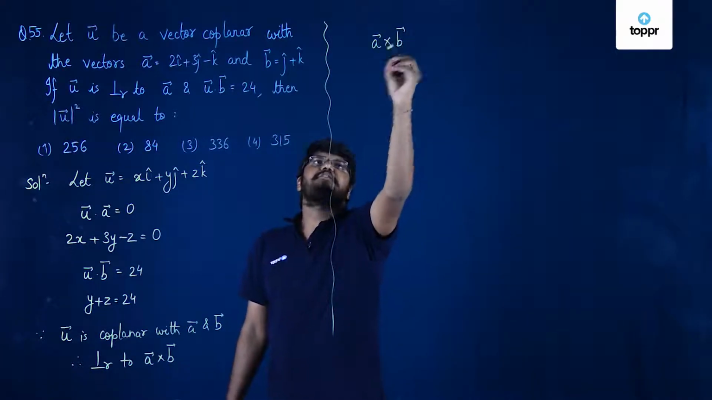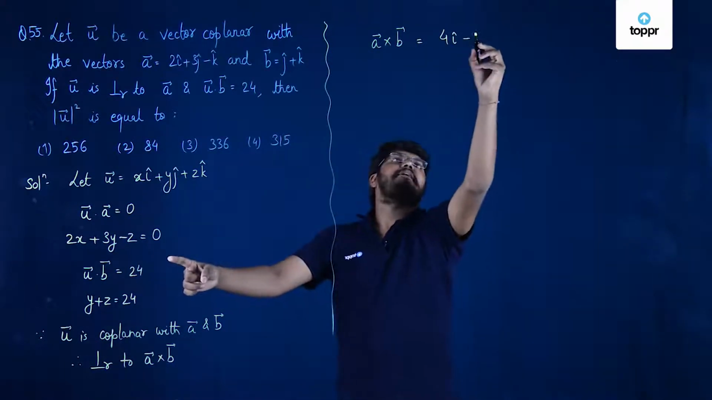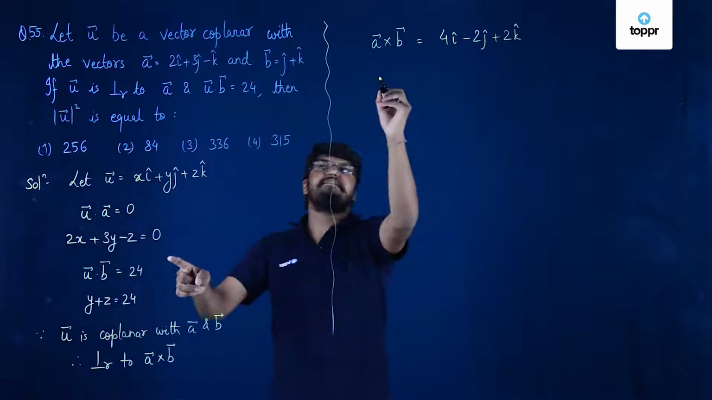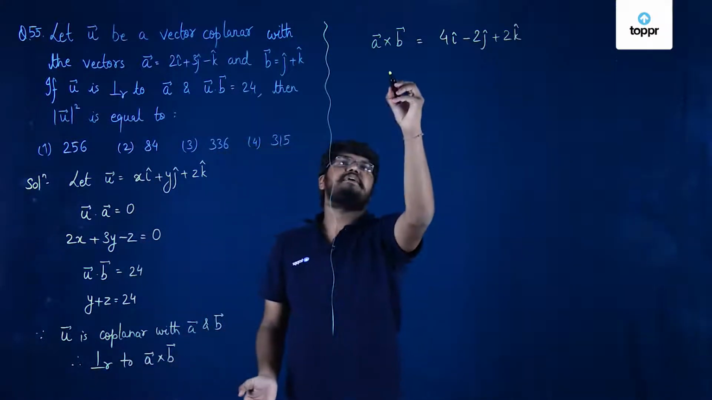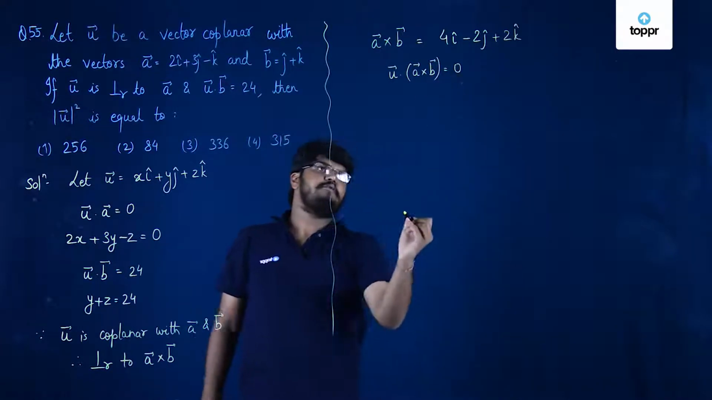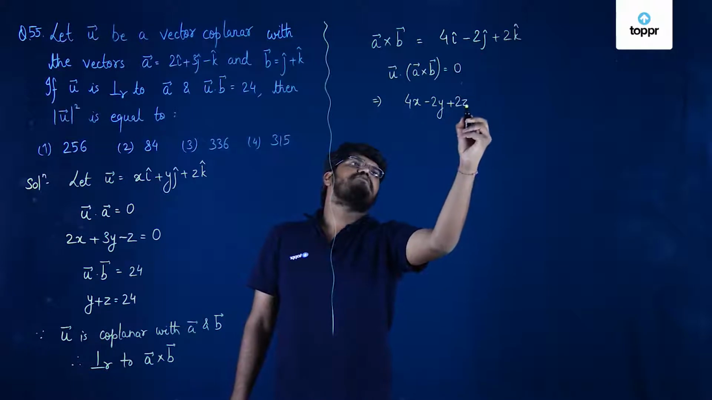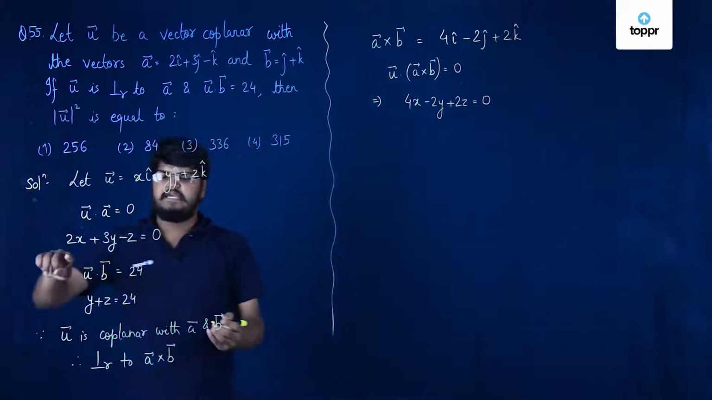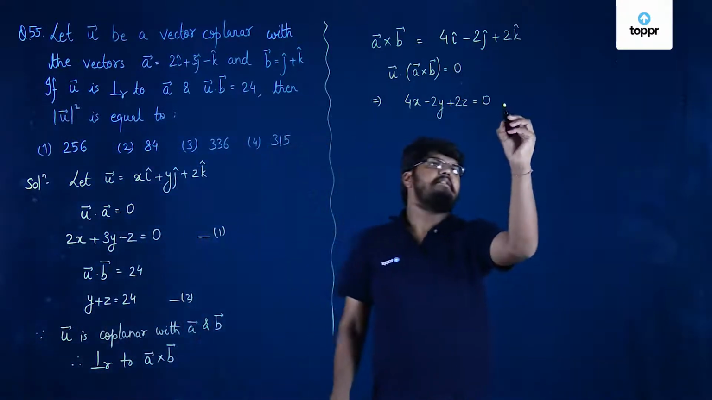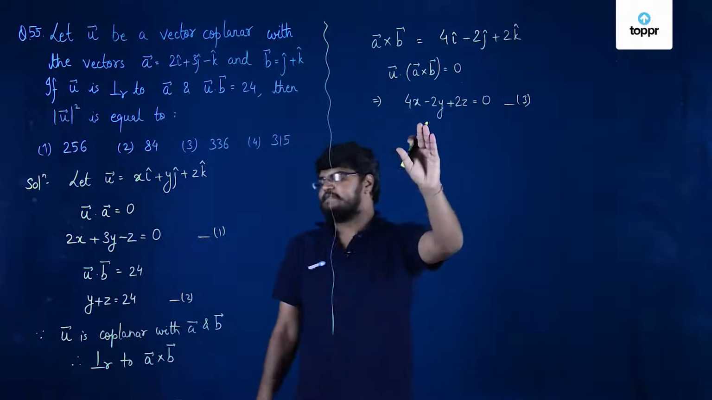So we now have to find the cross product a cross b. When you do it, it comes out to be 4i cap minus 2j cap plus 2k cap. Since u vector is perpendicular to a cross b, u dot a cross b is equal to 0, which gives 4x minus 2y plus 2z is equal to 0. So this is equation 1, this is equation 2, and this is equation 3. Since we have three equations and three unknowns, all we have to do is find the values of x, y and z.